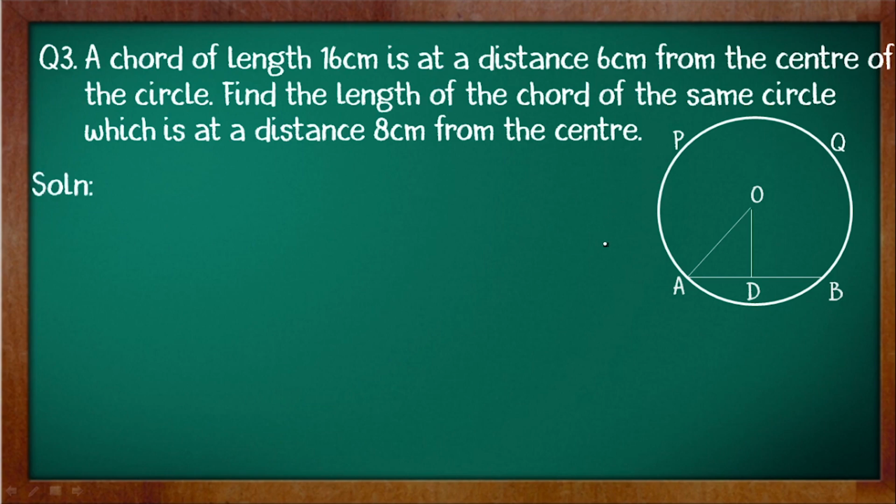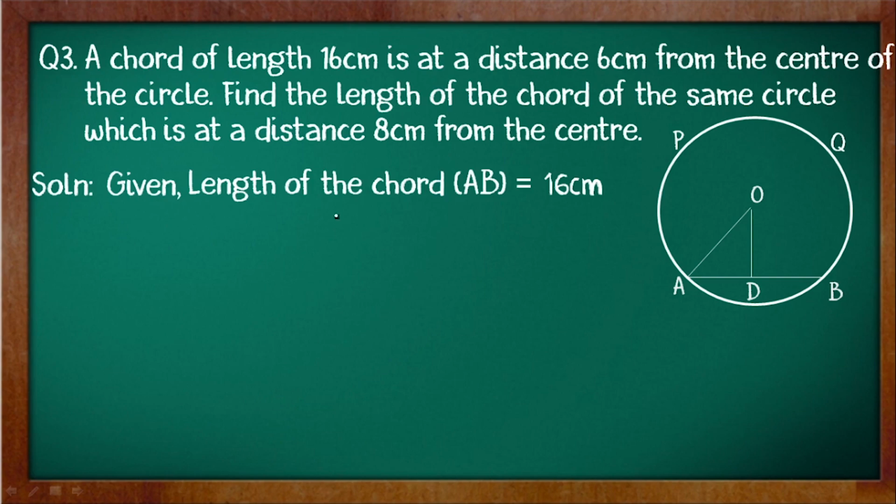So we'll write the solution. What are the things given? The length of AB is given as 16 centimeter. If AB is 16, what will be AD? It is half of 16, that is 8. Now OD will be 6 centimeter. It is given that the chord whose length is 16 is at a distance of 6 centimeter, so this is 6 centimeter. So we'll find the radius, that is OA.